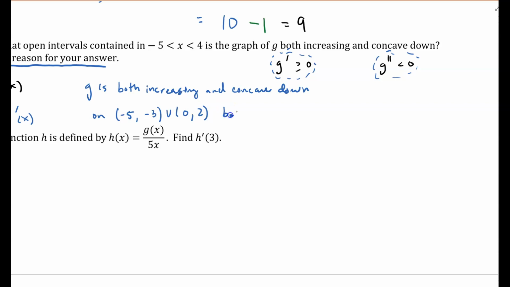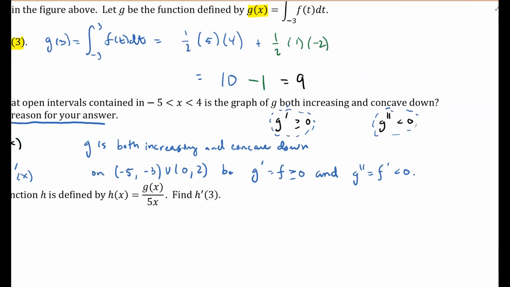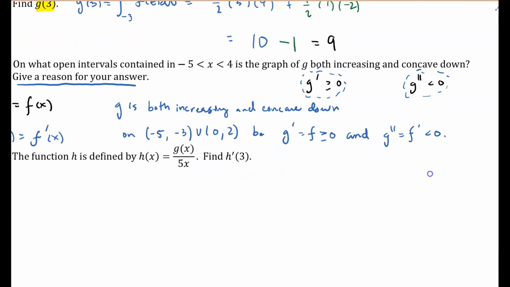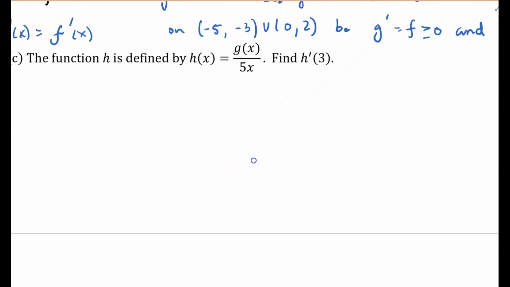And I'm going to say because g prime, which is equal to f, is greater than or equal to 0, and g double prime, which is equal to f prime, is less than 0. There you go. I know you're going to ask me, do we have to put the f? I already put g. I like the g. I also like the f because that's what's given up here. You're using that graph of f. I don't like f by itself. I definitely want to use g. But we'll talk more about this when we get to AP exam review at the end.